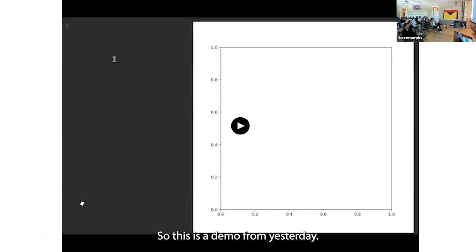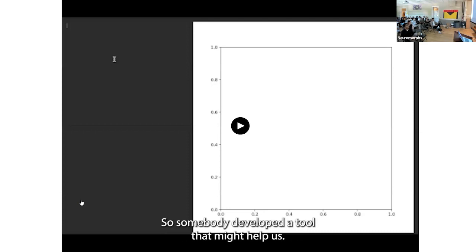So this is the demo from yesterday. I don't know who made it up the mountains yesterday to watch the Northern Lights. I did. I didn't see them. So we developed here a tool that might help us.